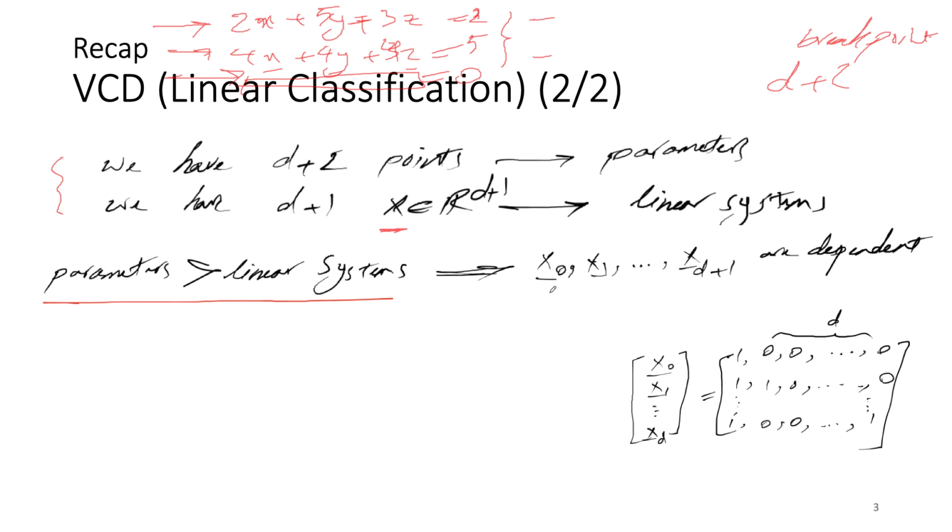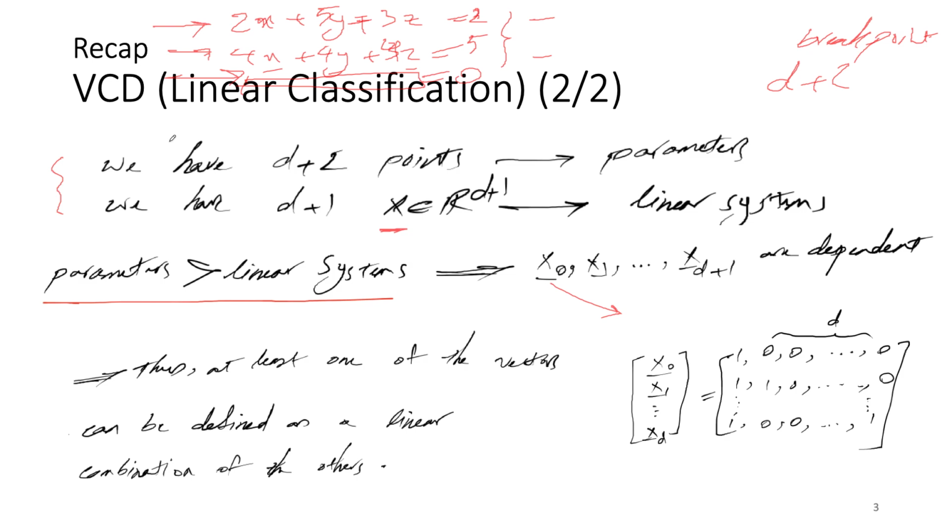As you see, these are the vectors, so each of them could be represented as a vector of binary values in a linear classification, right? Thus, at least one of the vectors can be defined as a linear combination of the others.